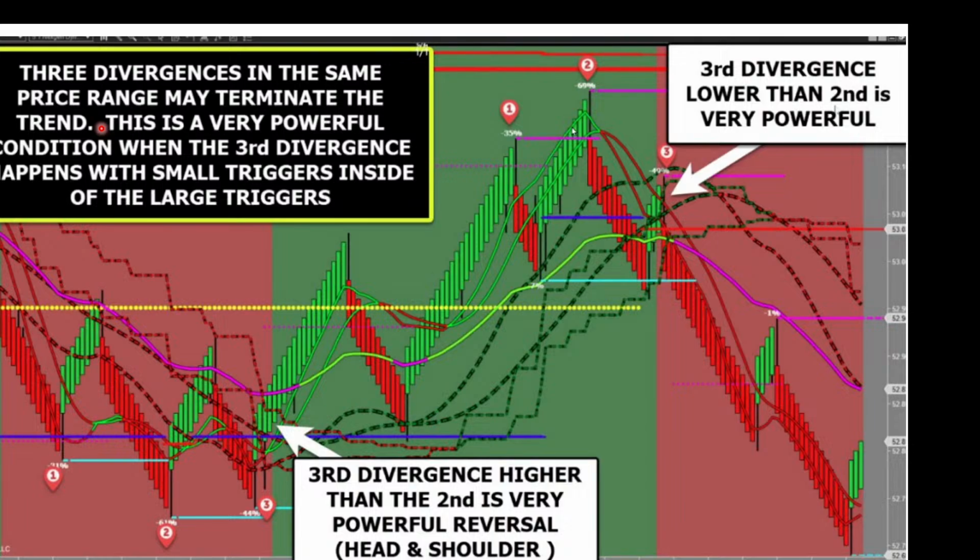What you're seeing when you see 3 divergences on that small chart is your small chart alerting you to the change that you can't see on that big, slow-moving large chart. And these 3 can stop it in its tracks. And it becomes more powerful with weak triggers, smalls inside of the large. And it becomes even more powerful if that final pivot is higher than the previous from a low, lower than the previous from a high.